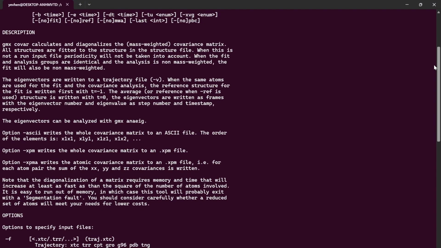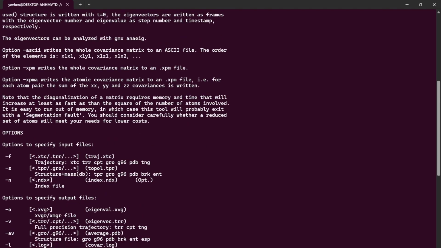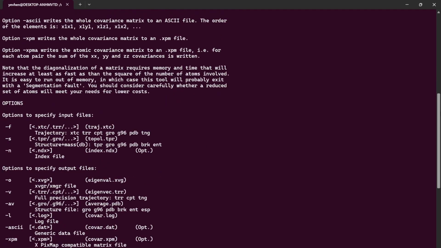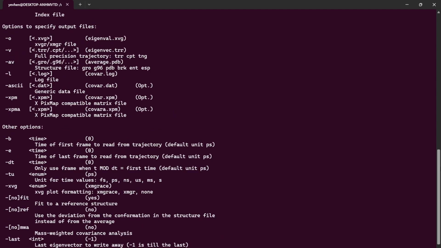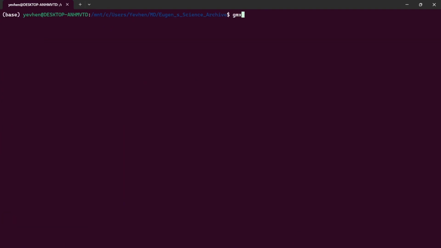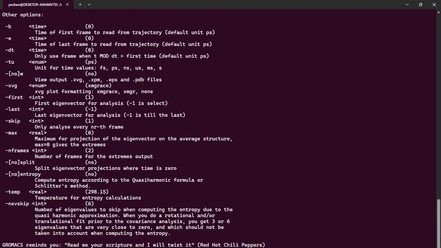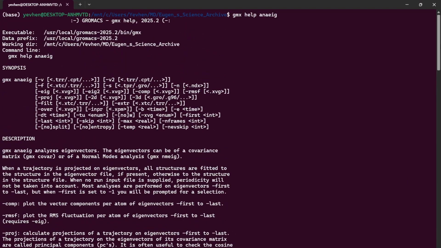You initially build and diagonalize the covariance matrix for atoms in your selected index group. For this you use the gmx covar tool. Among possible output files, you're interested in ones containing eigenvectors corresponding to your principal components and eigenvalues. Further, you analyze your trajectory file with eigenvectors and the file with eigenvalues using the gmx anaeig tool.